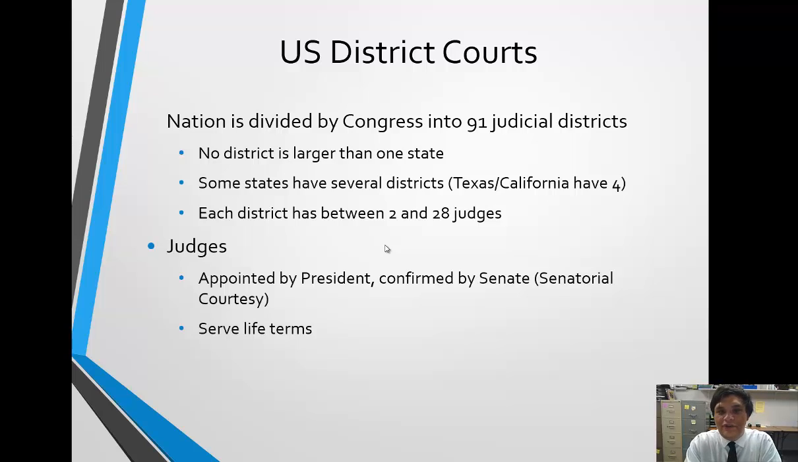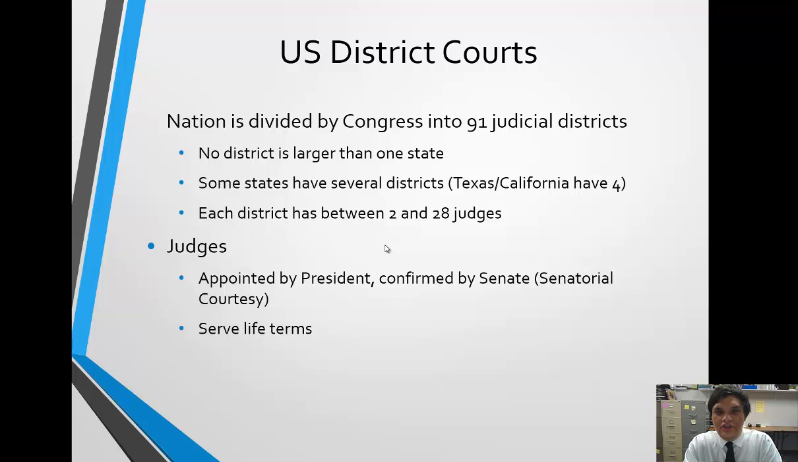Some states have several districts, though. Texas and California have 4. Each district has between 2 and 28 judges, depending on the population and how many cases they're handling as well. Judges, once again, because they're federal judges, are appointed by the President and confirmed by the Senate. There is this thing called senatorial courtesy. We're not really going to go into that. It's just that, let's say the district court resides within a particular state, then a senator from that state gets senatorial courtesy to nominate a judge for that district court.